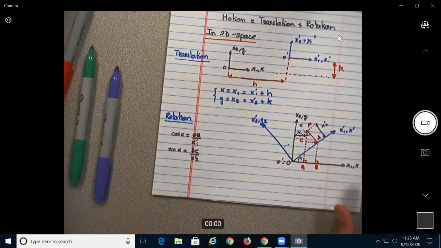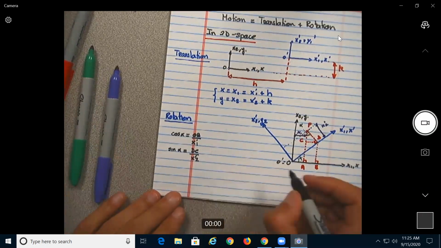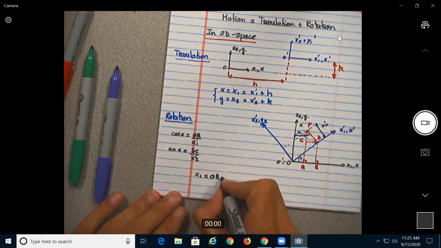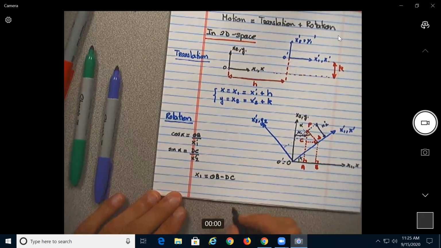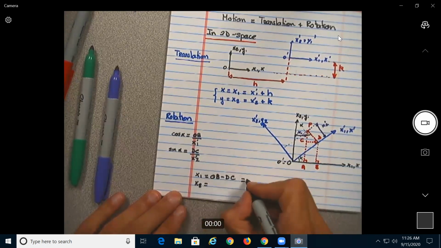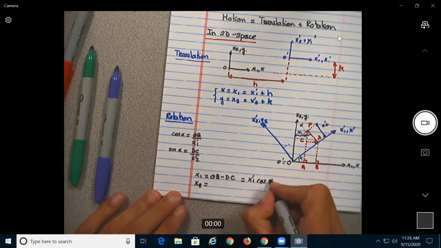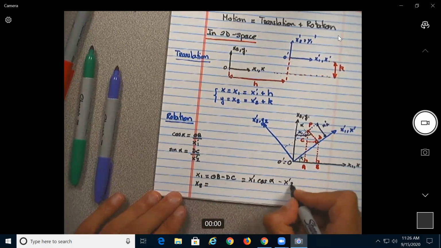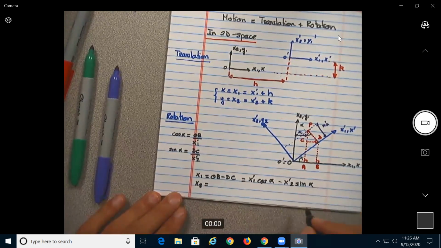All right, so basically here we can say that x1 will be equal to OB minus DC, and x2 will be equal to DC. So let's do the first one here, one at a time. From this figure, OB will be equal to x prime 1 cosine alpha, and DC will be minus x prime 2 sine alpha.